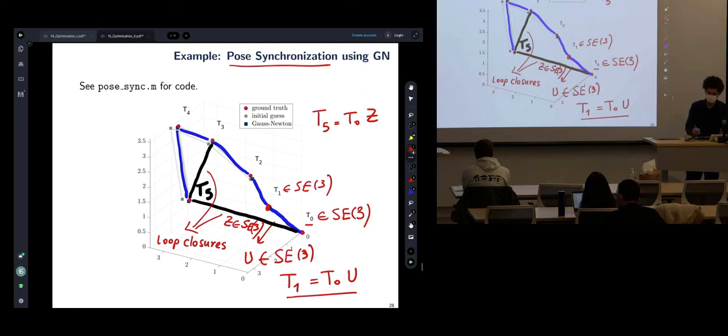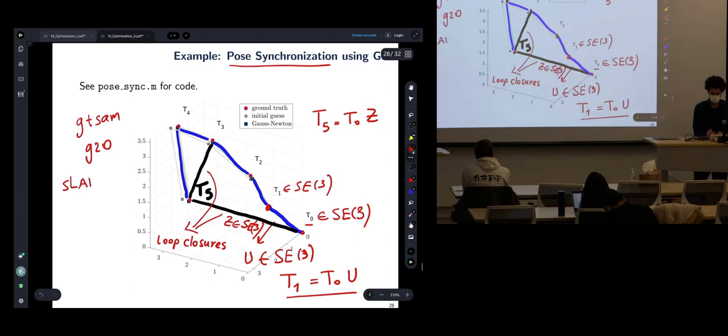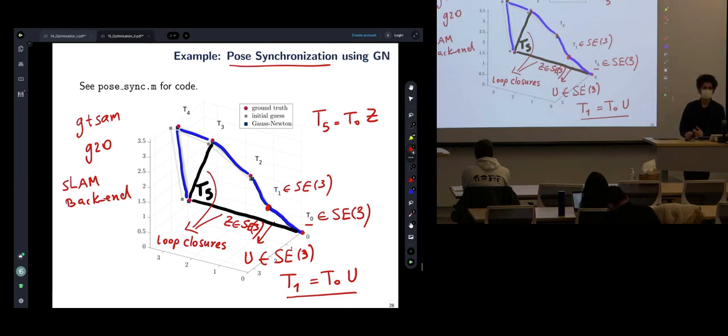So GTSAM and G2O are SLAM backend libraries. They solve the graph optimization problem. And they support different residuals, which in GTSAM they call factors, for different measurement models, whether it's IMU, stereo camera, monocular camera, pose, rotation, and so on.